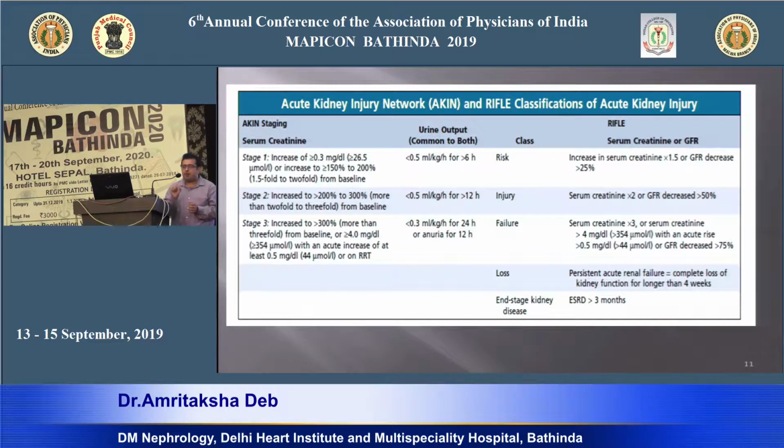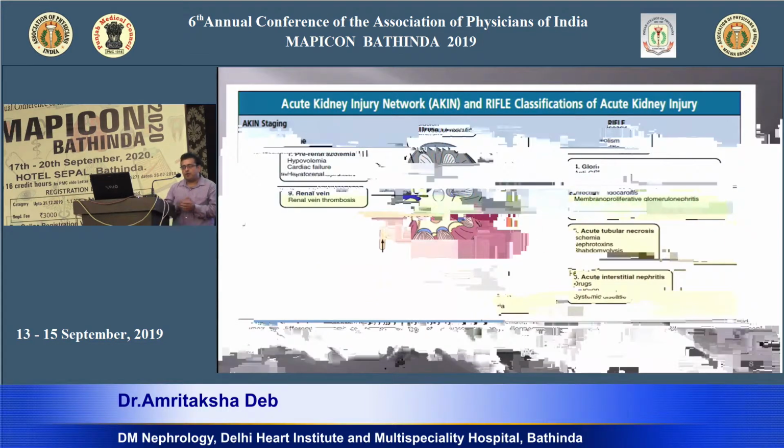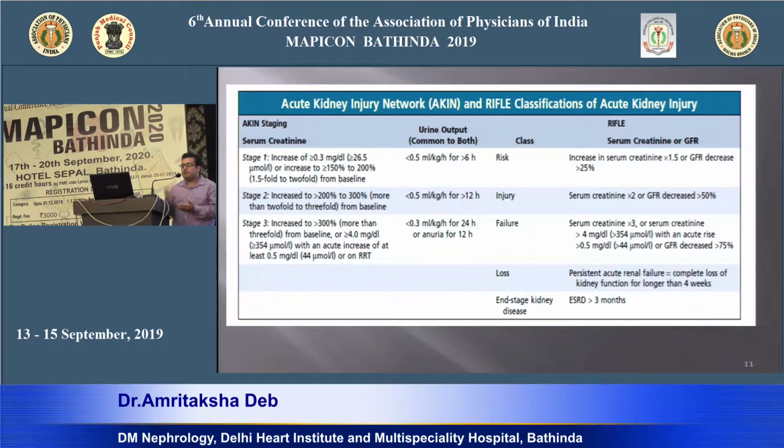Or we have just a 0.3 rise in creatinine, or rise between 1.5 times to 2 times. Between 2 and 3 times would be acute kidney injury stage 2. And finally, stage 3 would be more than 3 times rise in creatinine or requirement of dialysis.